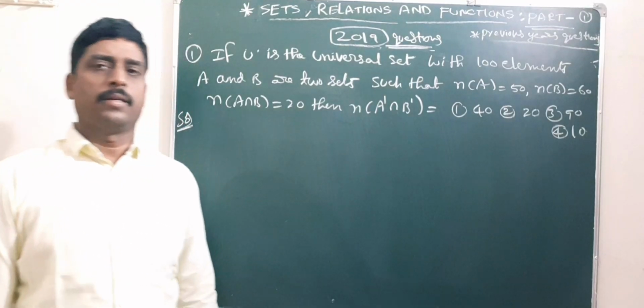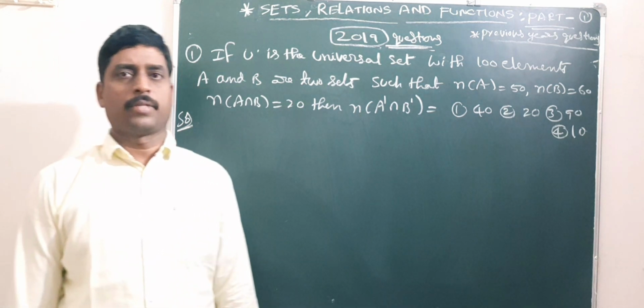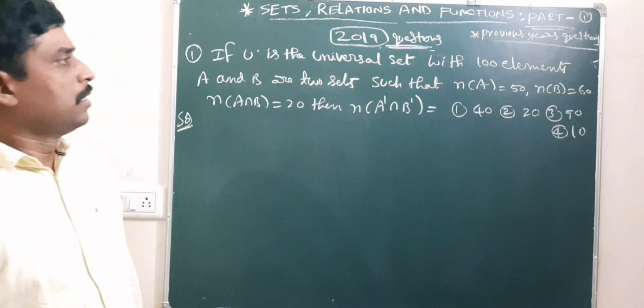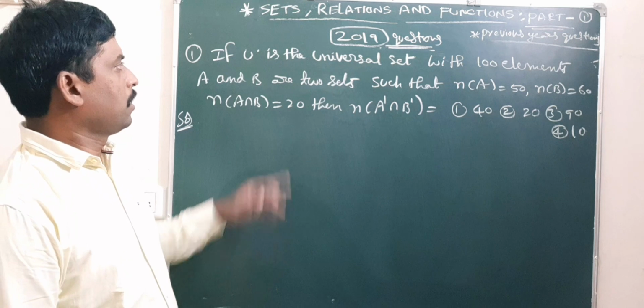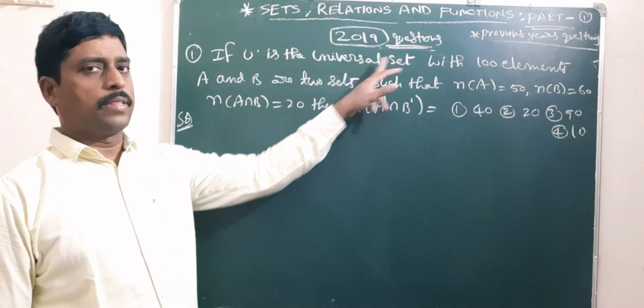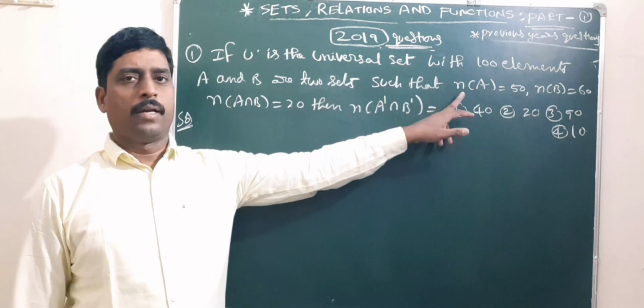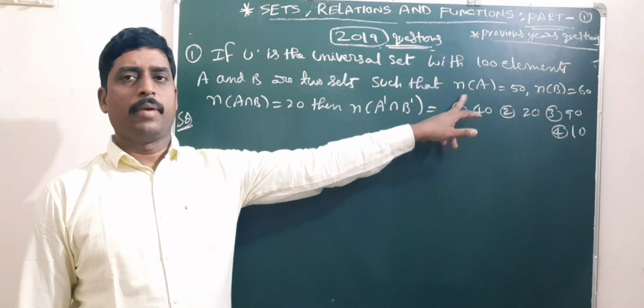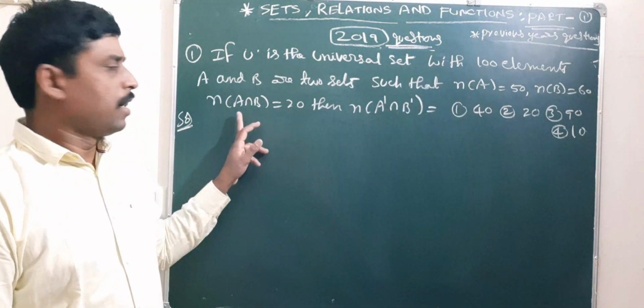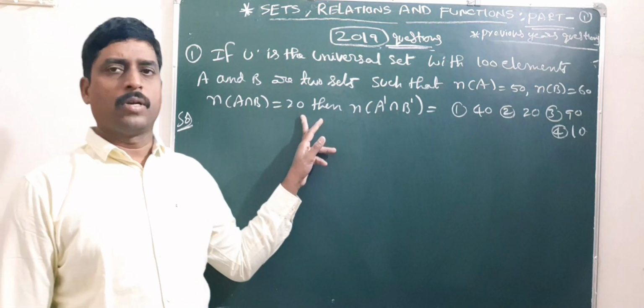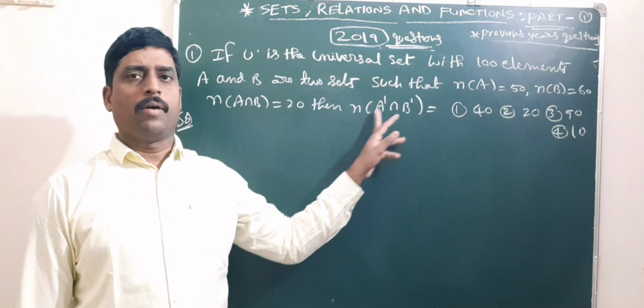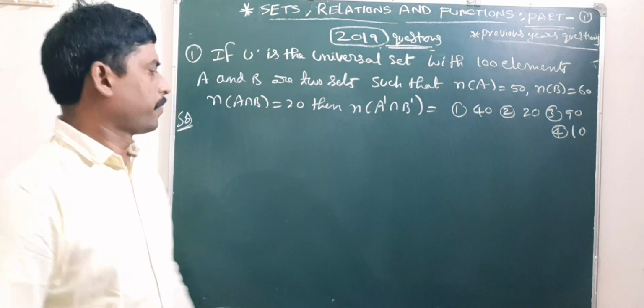Now I explain the 2019 relations and functions questions. Question number 1. If U is the universal set with 100 elements and A and B are two sets, and n of A having 50 elements, B having 60 elements, n of A intersection B is equal to 20 elements, find the number of A dash intersection B dash.